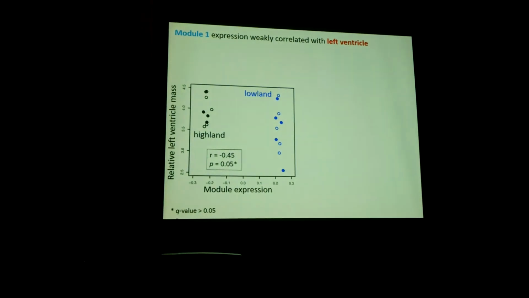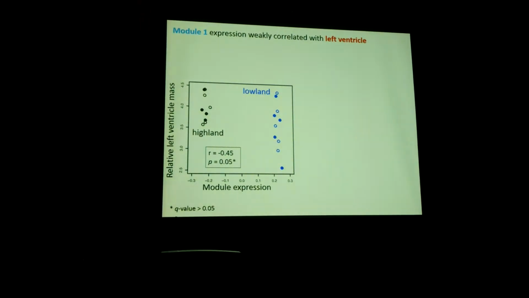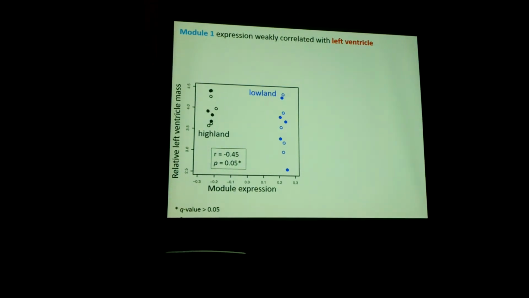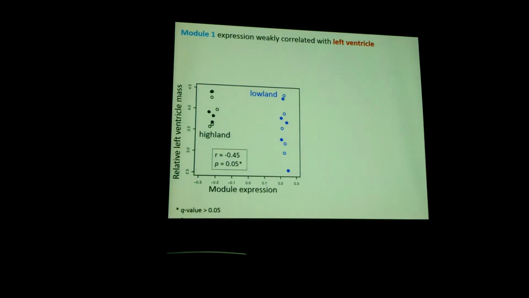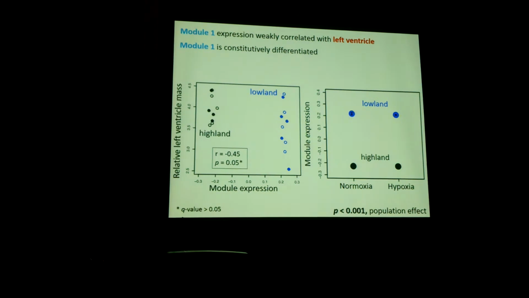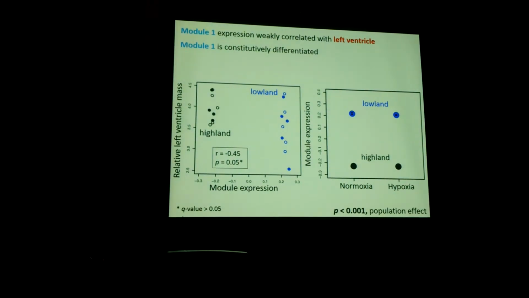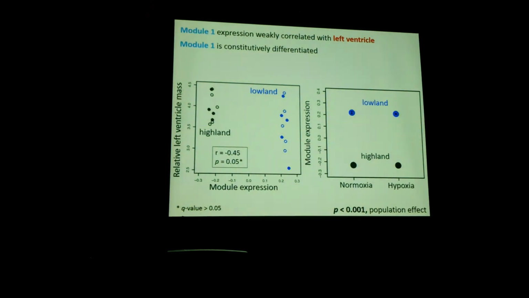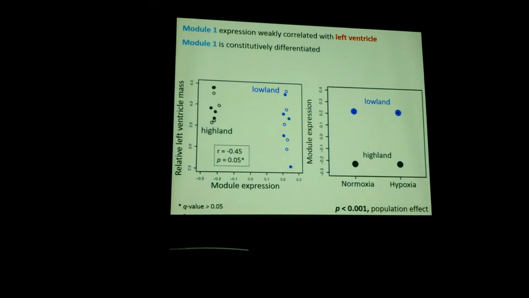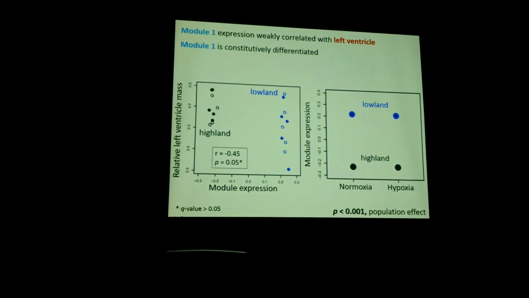And here's what that correlation looks like. We have module expression on the X and relative left ventricle mass on the Y. So this correlation is driven by very strong differences in module expression between Highlanders and lowlanders. And note that there's almost no variation in module expression within groups. Look at it another way, we can see that module expression, so we're just looking at module expression on the Y now, and normoxia and hypoxia are treatments on the X. Lowlanders have consistently higher module expression than Highlanders. They're not affected by the acclimation treatment at all. So this suggests a constitutive differentiation.